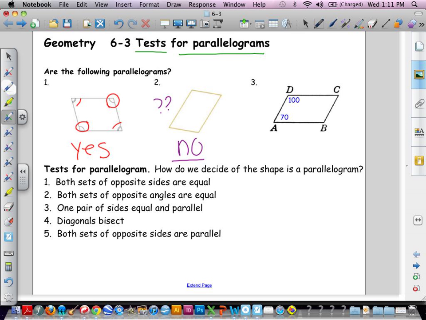In number 3, you don't have information about your sides. When you look at your angles, you say they add up to 170, you need 180, so you've probably written no there as well.